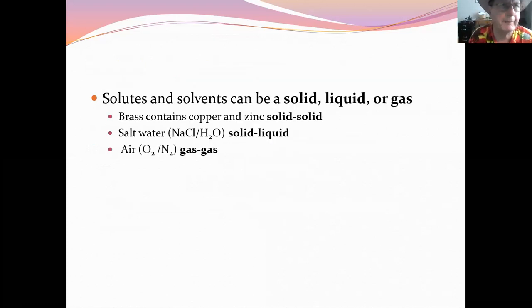Now, also you've got to remember that the solute and solvent can be a solid, liquid, or gas. Brass contains copper and zinc. Even though it's a metal, it is a solution because they are homogeneously mixed. If you think about air, nitrogen is considered the solvent. Oxygen is the solute, along with all the other little ingredients that are in air.